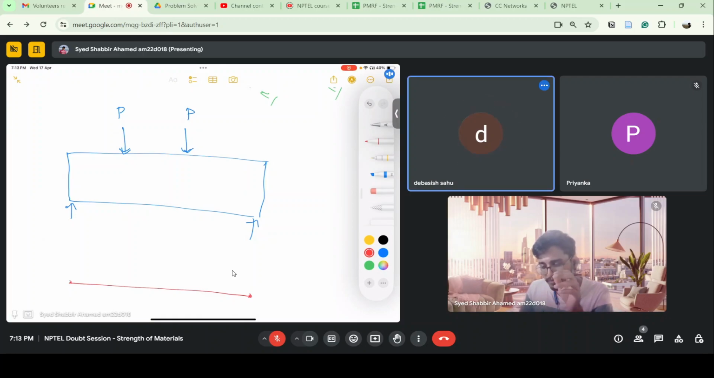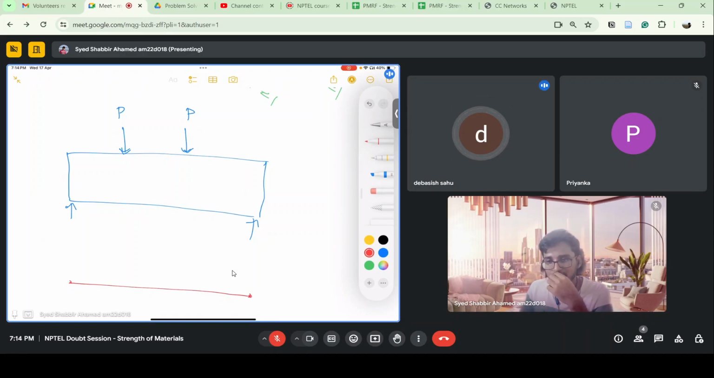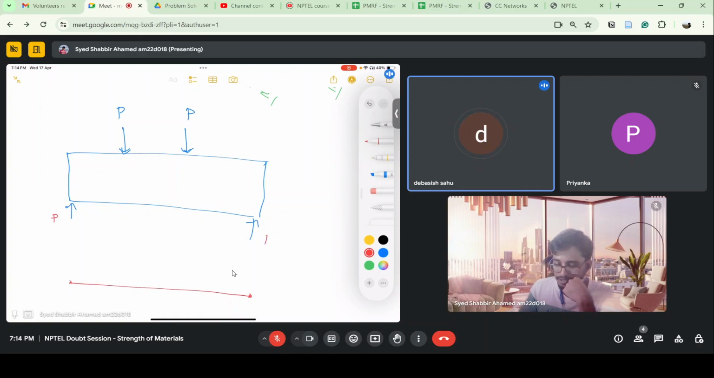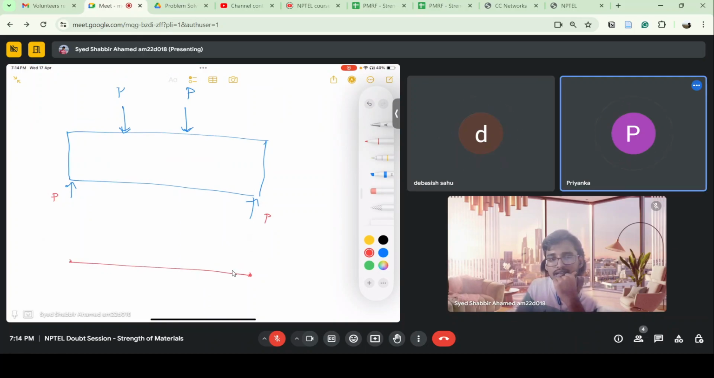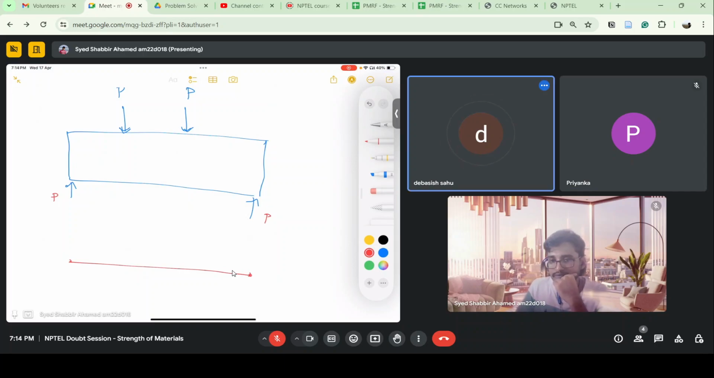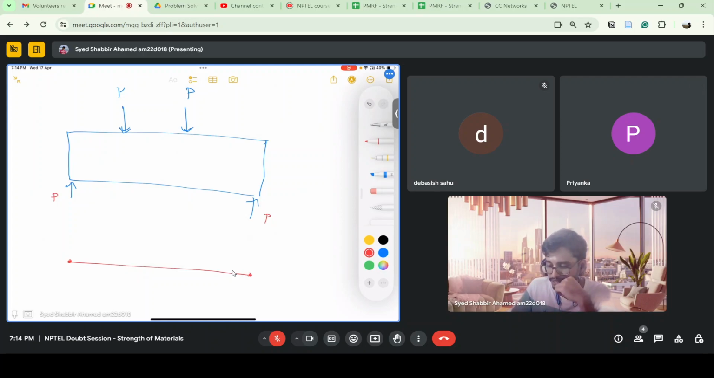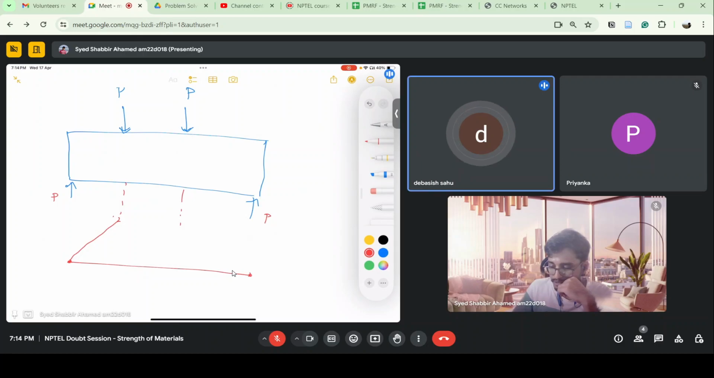First, tell me what the reactions are here. So P and P both. Okay, how will the bending moment diagram be? Sir, trapezium. Trapezium. From this end, if I go, how will it be? It will be linear, up to this point. So it will linearly increase, and here it will be constant.